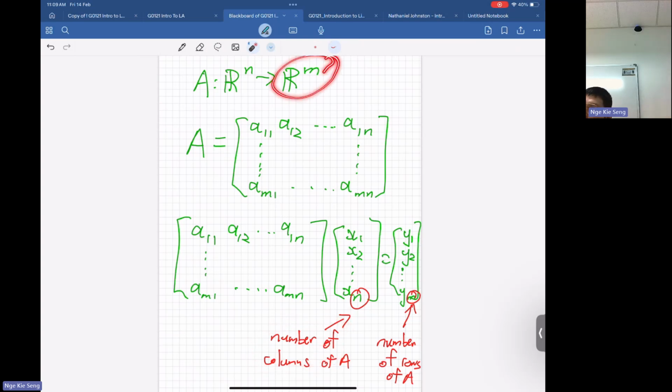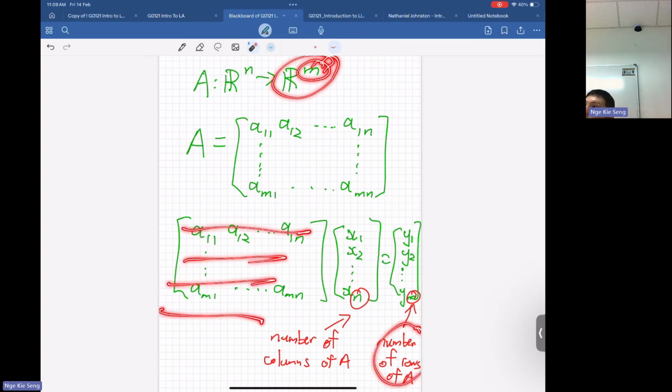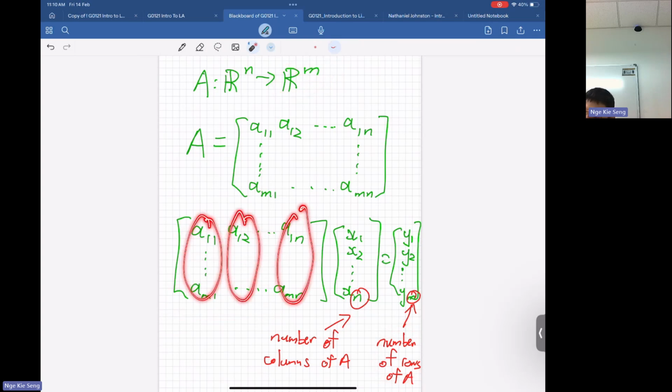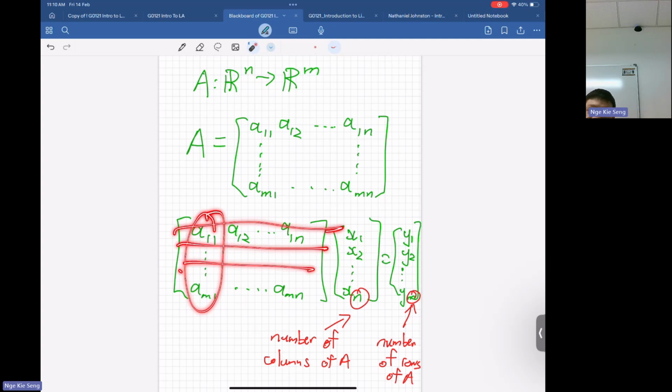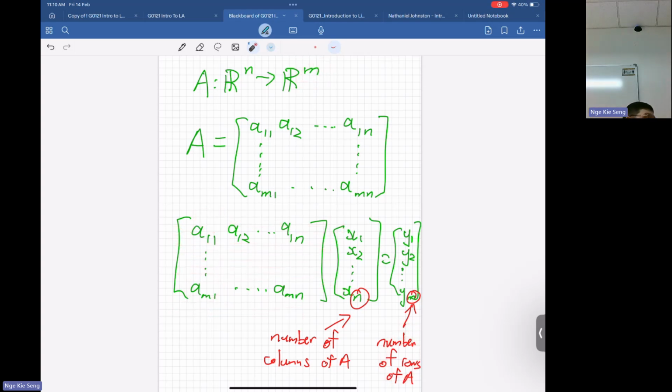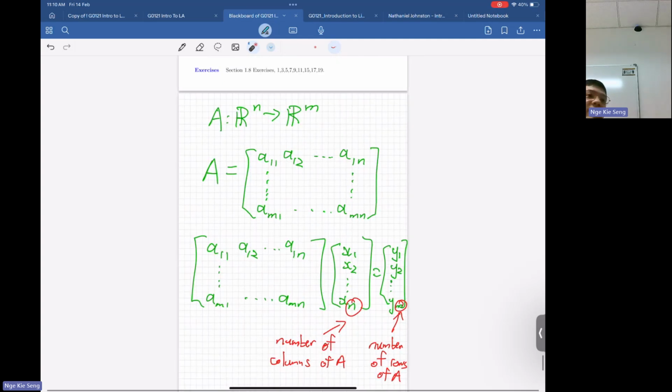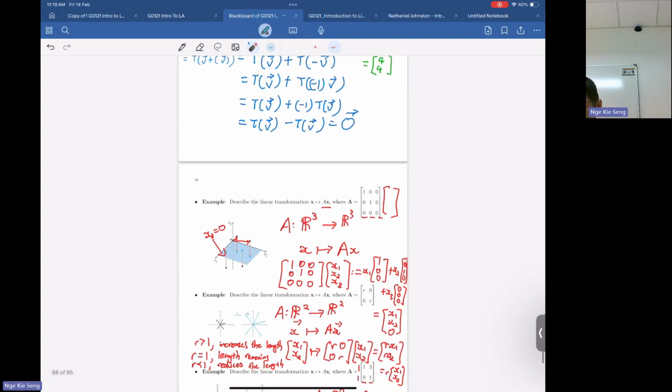And then what did you produce here? Where do you get this M here? This M actually is the number of rows of your A. Because after you split your matrix into columns, what is the size of your vector? The size of your vector is exactly the number of rows. So the M here is controlled by the number of rows of A.